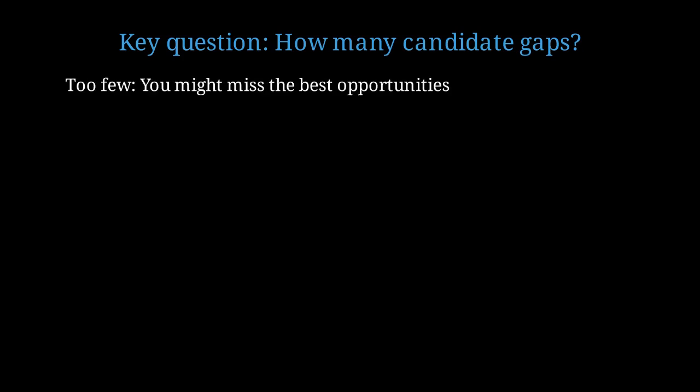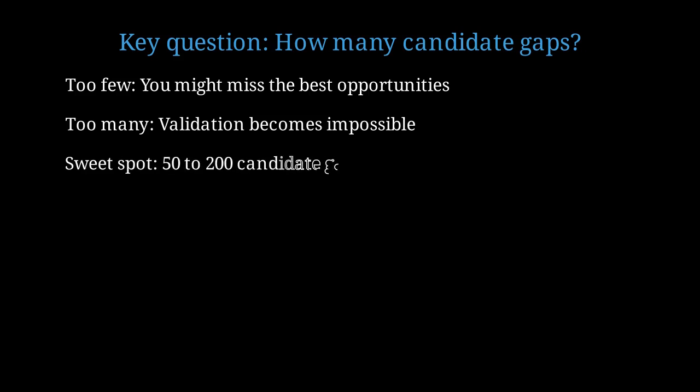Here's a key question. How many candidate gaps should you generate? Too few, and you might miss the best opportunities. Too many, and validation becomes impossible. You can't manually check 1,000 gaps. The sweet spot is 50 to 200 candidate gaps. This is large enough to capture diversity, but small enough to validate.